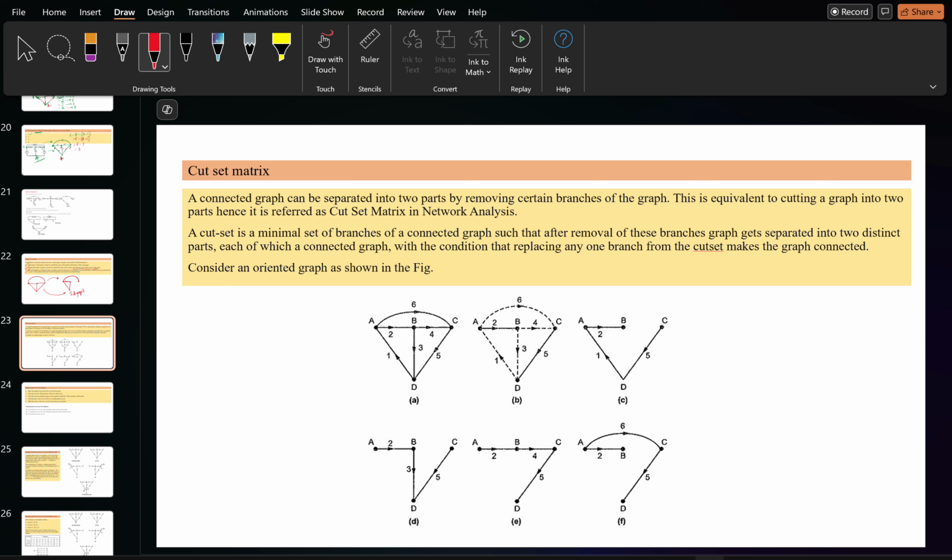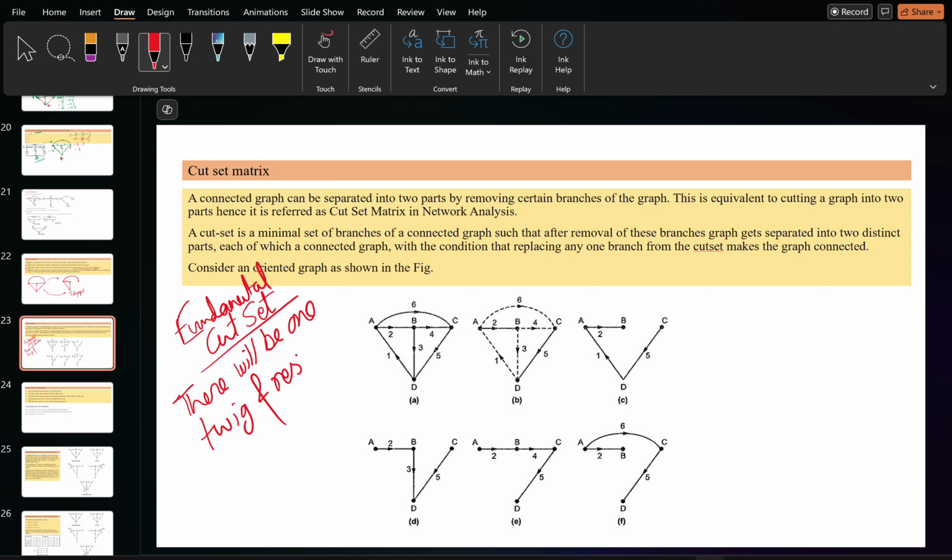So, a few things I will say that you have to just remember. Okay. Suppose I am taking one example of a fundamental cut set. Okay. That is the basic form of the cut set matrix. Okay. In the fundamental cut set, there will be, remember this, okay, there will be one twig and the rest links.